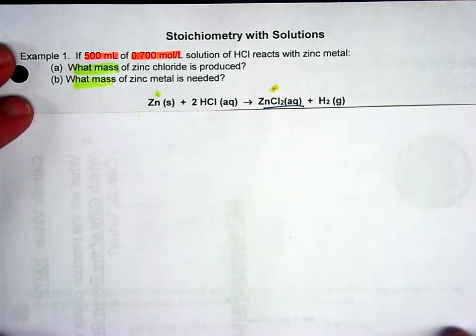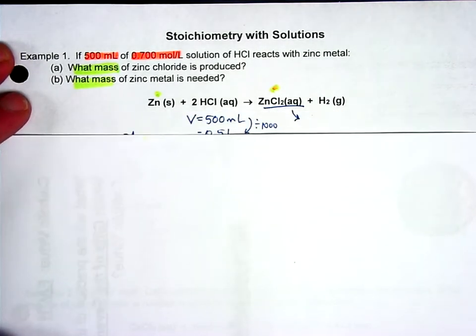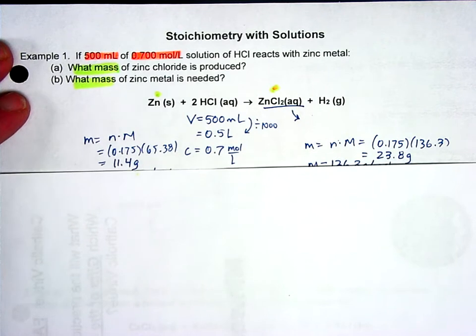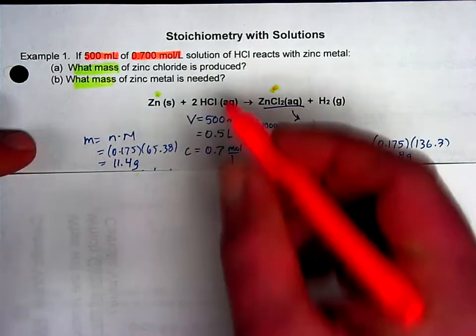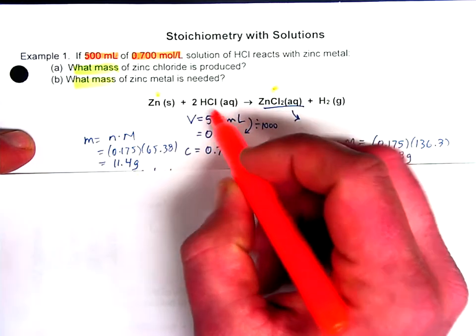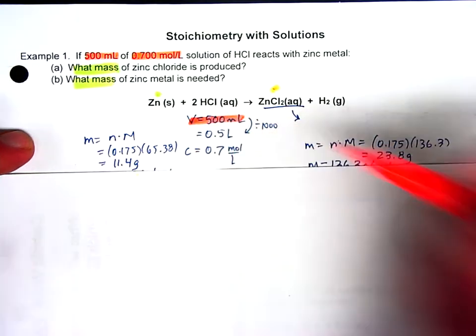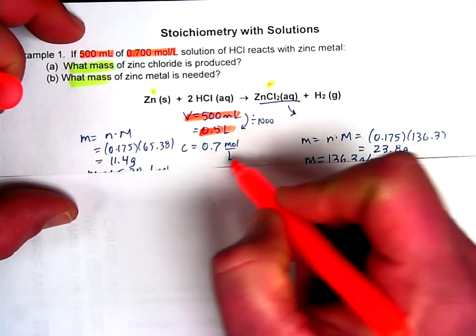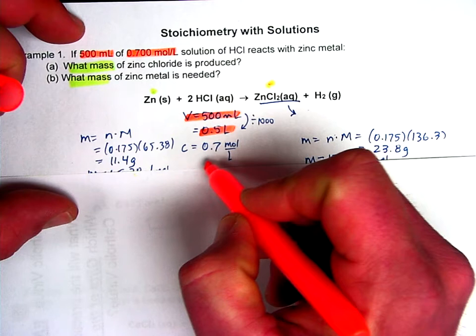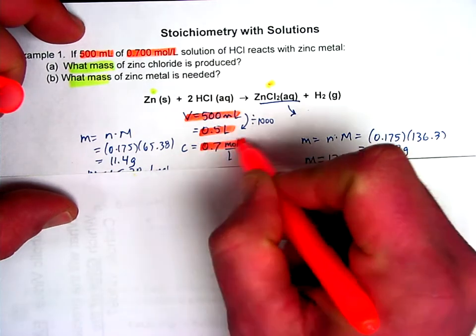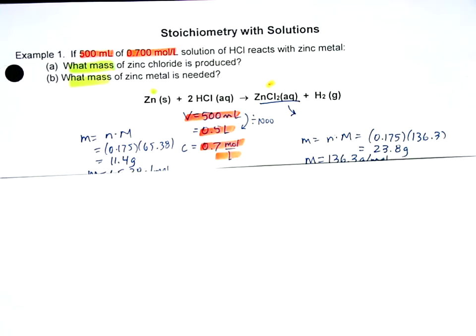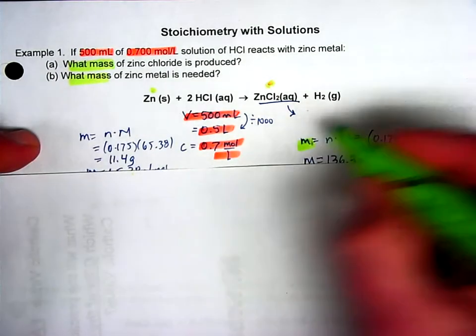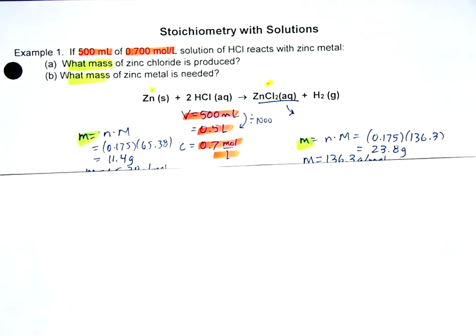So let's organize our stuff within a chart. We'll start off with the given information. The given is that there's 500 milliliters. That's not a good unit. We need it in liters, so we change it to liters by dividing by 1,000. And the concentration is 0.7 moles per liter, so we're going to use that. Now we're going to proceed to figure out what the masses are, and that's what we're looking for. I know it's already written out here, but I think you understand the idea.